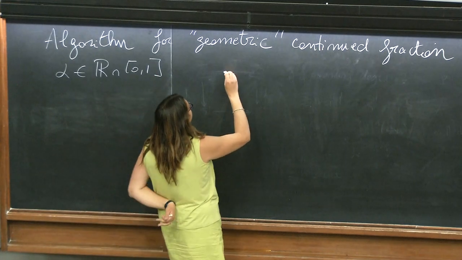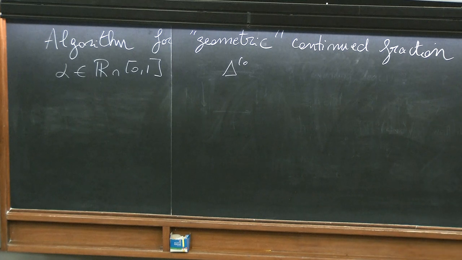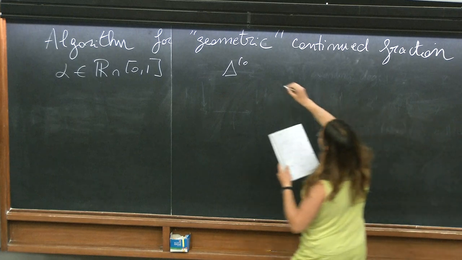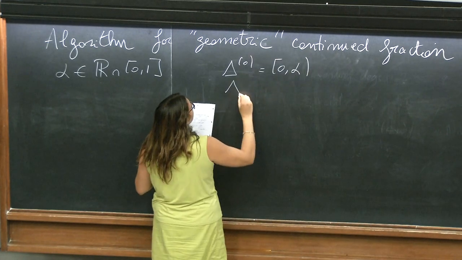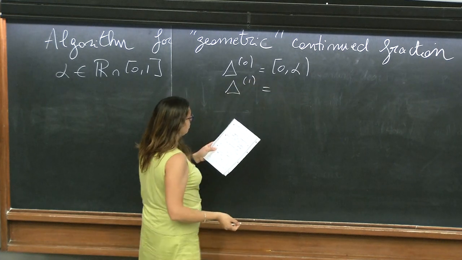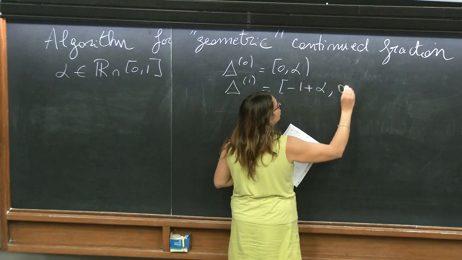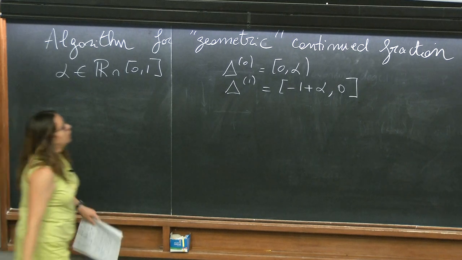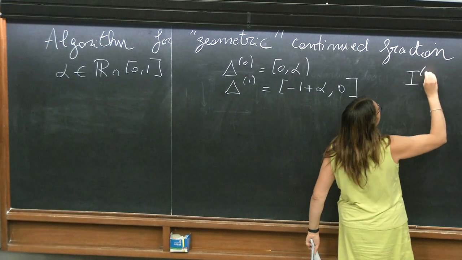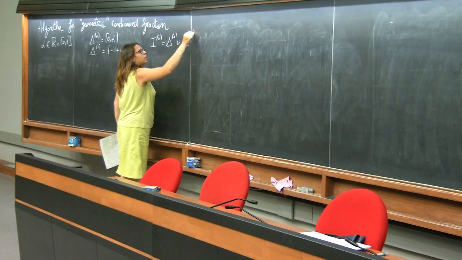And you plot, so delta, I need my notes again. Okay, delta 0 is the interval (0, alpha), and delta 1 is the interval (-1, 0). And I 0 is the union, delta 0 union delta 1.